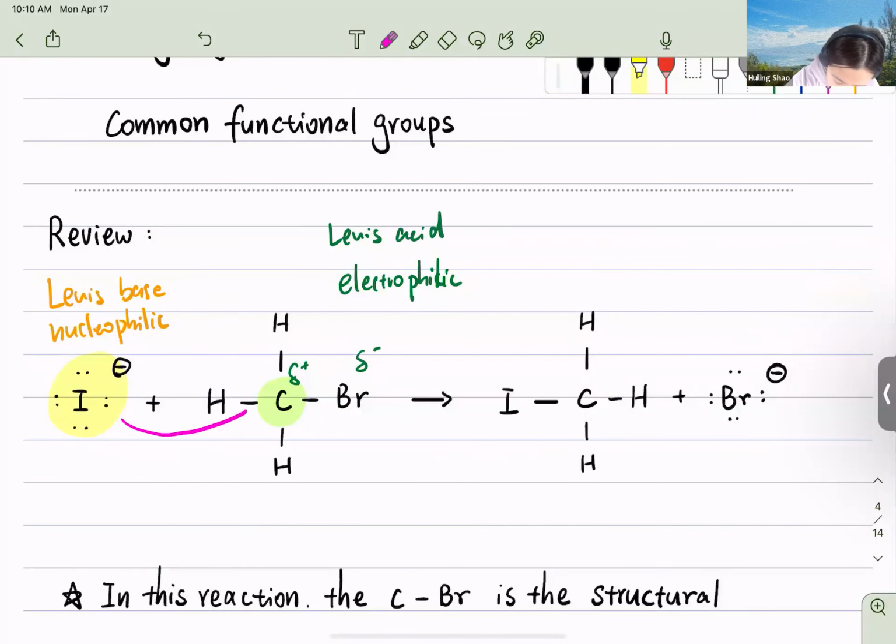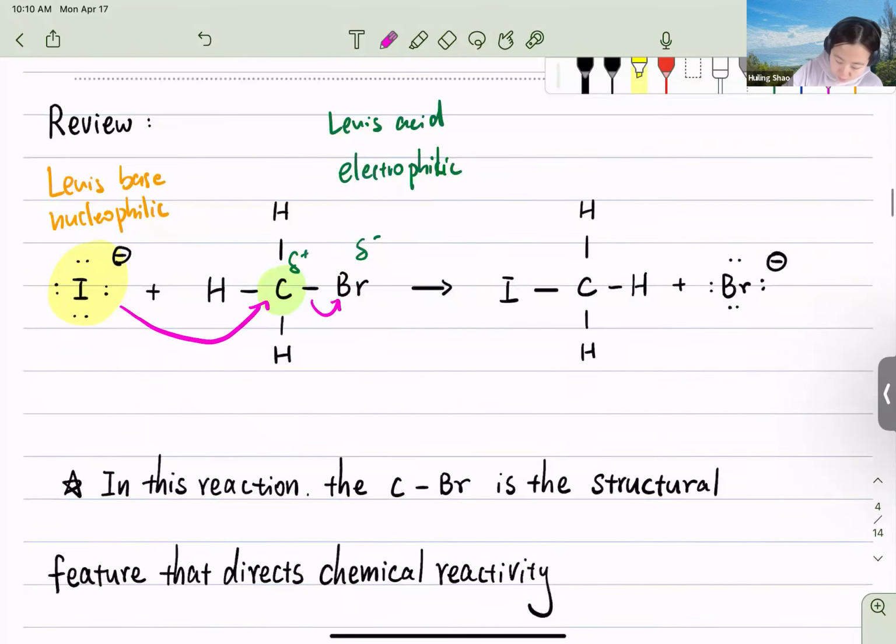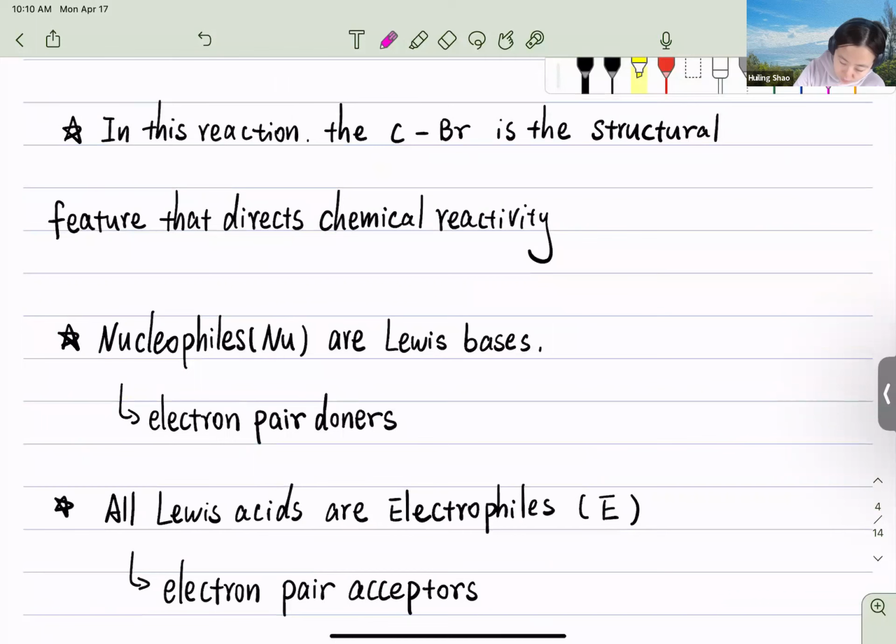We can push the arrow towards the carbon, break that bond. So in general, when we are saying nucleophile, all nucleophiles are Lewis bases, or they're electron pair donors. And all Lewis acids are electrophiles, which means they're electron pair acceptors. There are minor differences between nucleophile and Lewis base and between Lewis acid and electrophile, but for this class, we can treat them as similar terminologies.